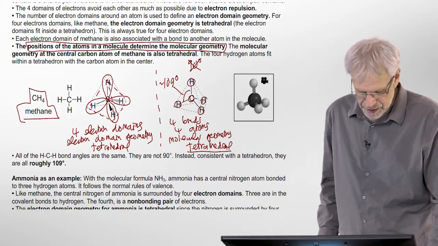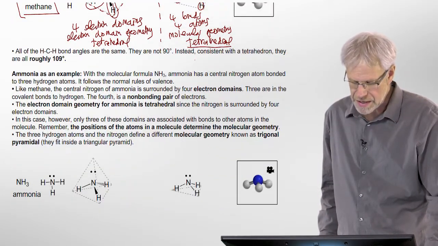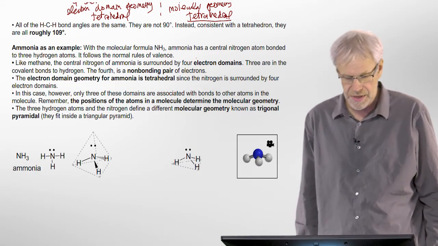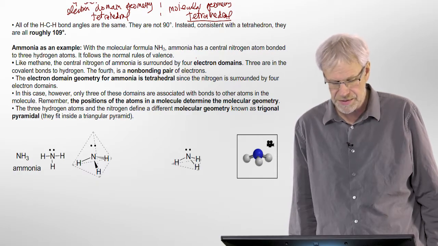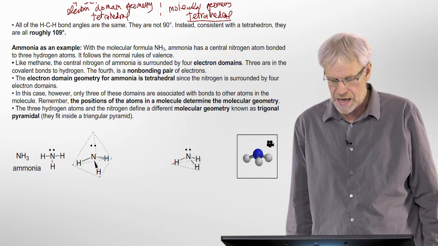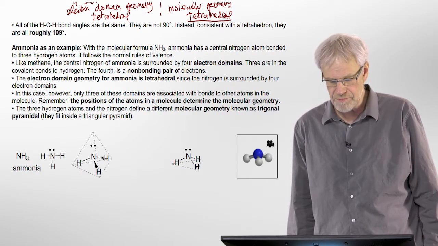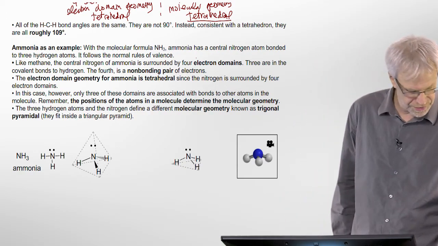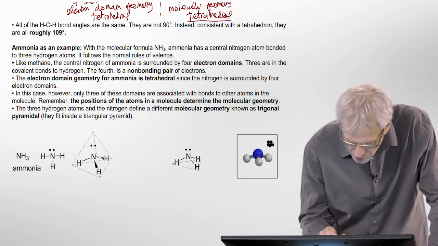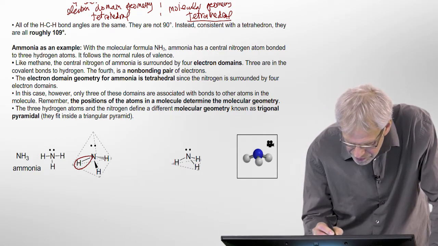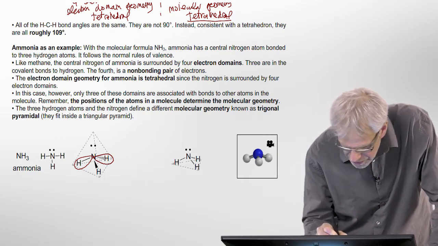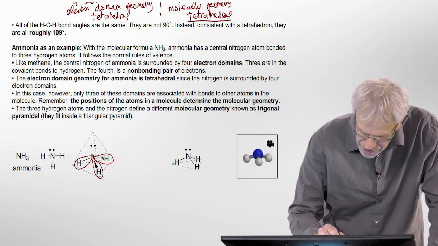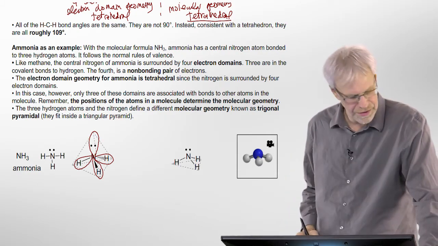If we look at another example, ammonia. Ammonia has a molecular formula NH3. It has a central nitrogen atom surrounded by 3 hydrogen atoms. It follows the normal rules of valence. And just like methane, the central nitrogen of ammonia is also surrounded by 4 electron domains. So we have 1 domain in a nitrogen-hydrogen bond. In fact, we have 2 other nitrogen-hydrogen bonds. And this time, the 4th electron domain is this non-bonding pair of electrons on the nitrogen.